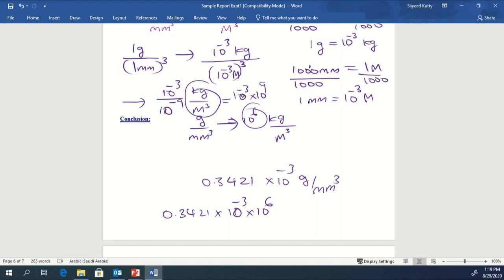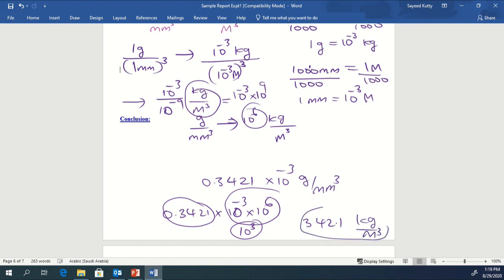So this will be 10 to the power 3. Oh, 10 to the power 3 means you multiply this with 1000. That means it will be 342.1 kilogram per meter cube. Is it so easy? Yes. So this is the way you can do the conversion.